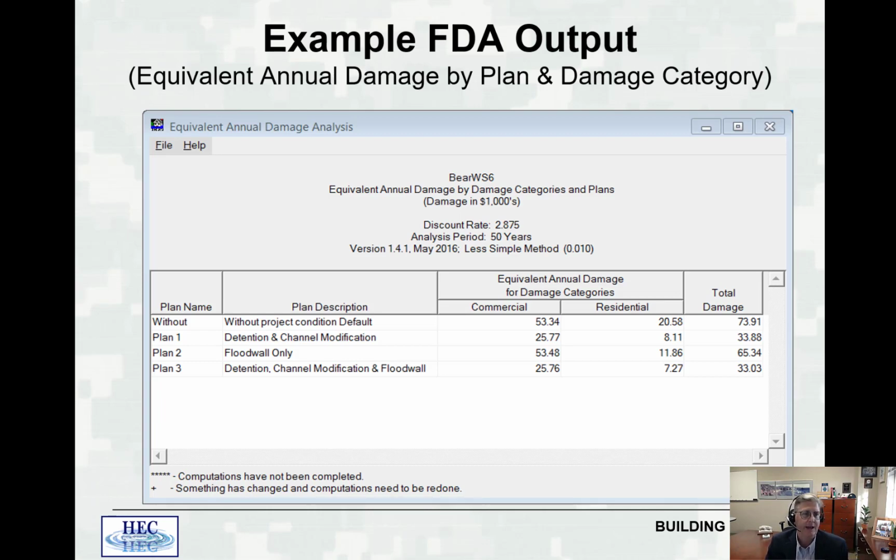So here we have the same four alternatives, and then there's the equivalent annual damages for commercial property and residential property across the analysis period of 50 years using a discount rate of 2.875.